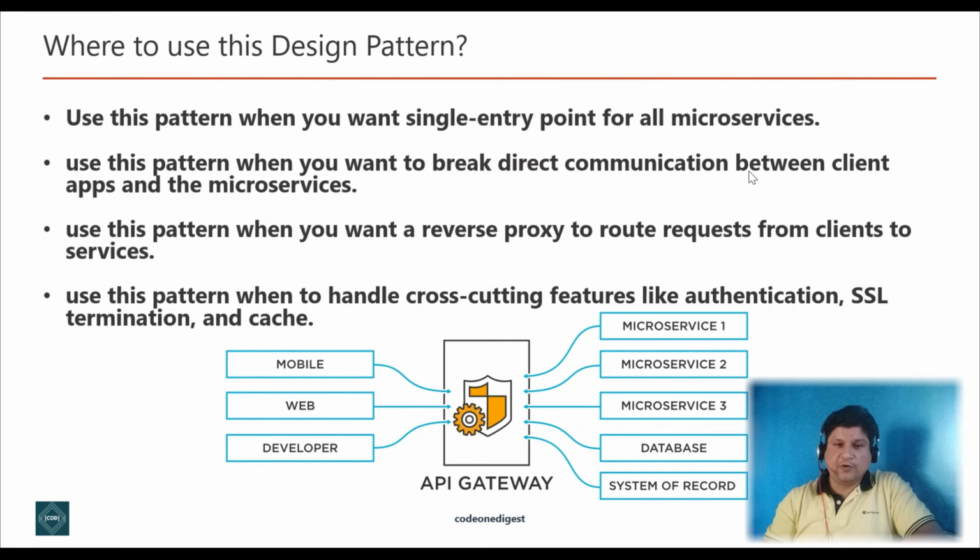Okay, friends, now let's understand the use cases of this pattern. We'll see now where to use this design pattern. Use this pattern when you want single entry point for all your microservices. Use this pattern when you want to break direct communication between the client application and the microservices. Use this pattern when you want a reverse proxy to route requests from client to services. Use this pattern when you want to handle the cross-cutting features like authentication, SSL termination, and cache outside your microservices.